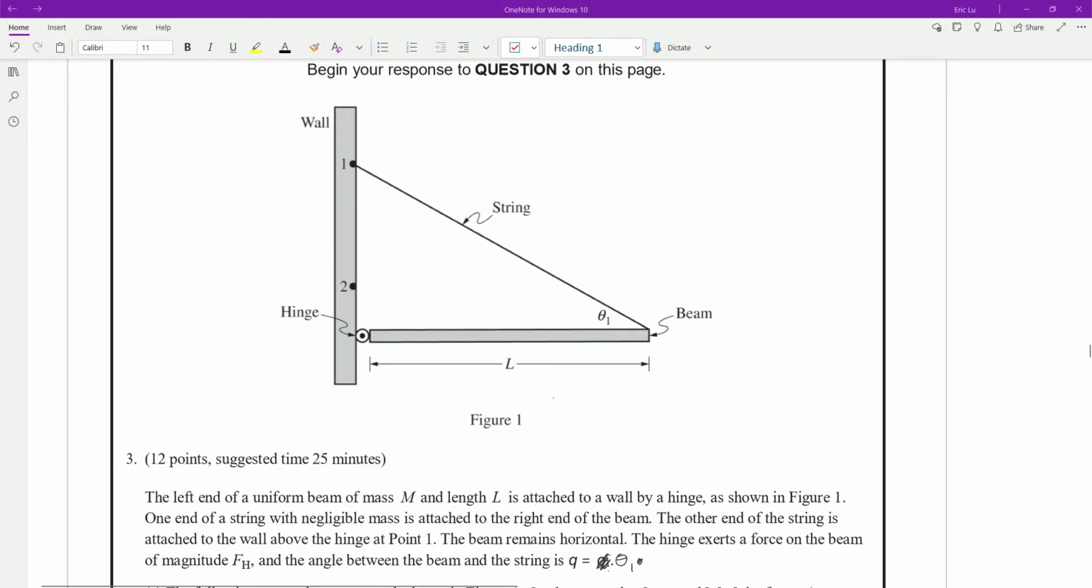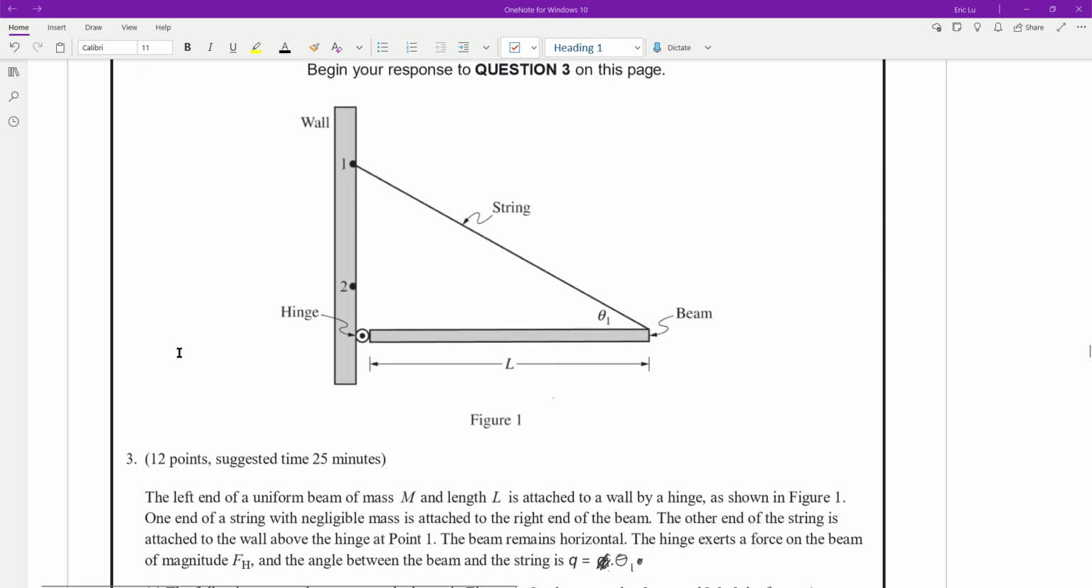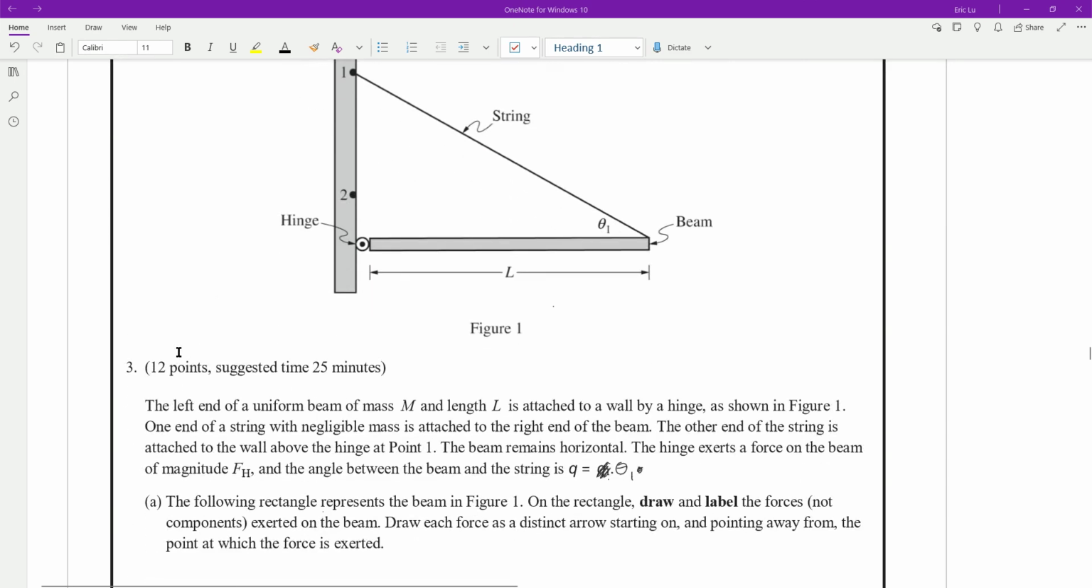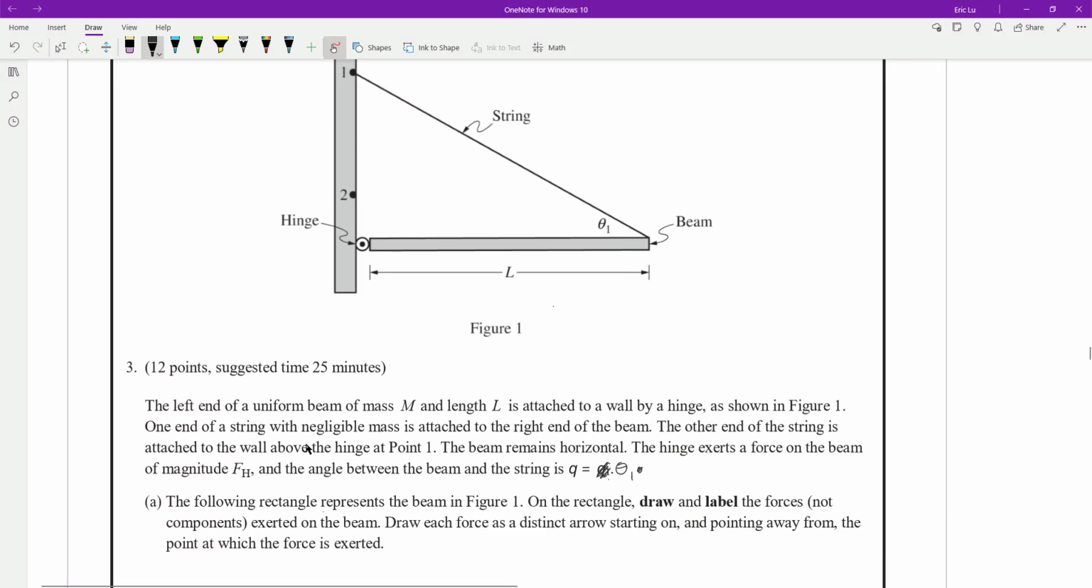Hey guys, today I'll be talking about the AP Physics 1 2024 exam, question 3. So what we have here is the left hand of a uniform beam of mass m and length l attached to a wall by a hinge, shown in figure 1. One end of a string with negligible mass is attached to the right end of the beam and the other end is attached to the wall above the hinge at point 1.